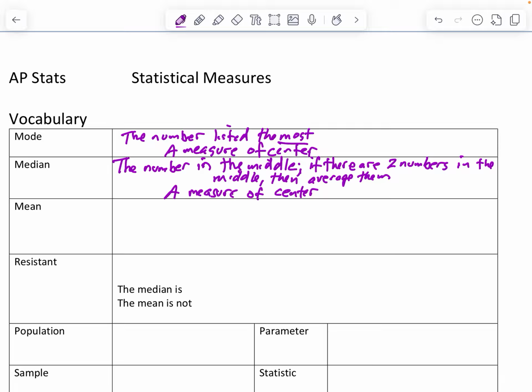Now, the mean is a very familiar one. It's the average. When you average something, you add all the numbers in the list and divide by the number of numbers there are. So if there's 10 numbers on the list, you divide by 10. This is also a measure of center.